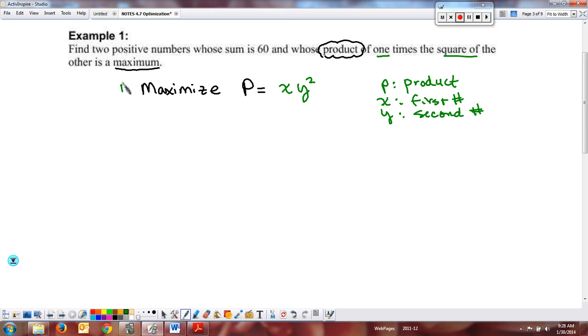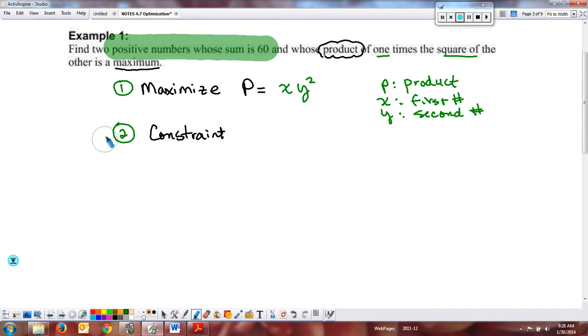All right, step two is to figure out our constraints. So I ask, what else do I know? And remember, the constraint or the limiting factor is going to relate X and Y together, the two numbers. So I read through the problem and ask, is there anything that relates the two input variables, X and Y, my two numbers? And we see right here that we've got the two positive numbers and their sum is 60. That's going to give me my constraint. So what does that mean? The sum is 60. So X plus Y equals 60.